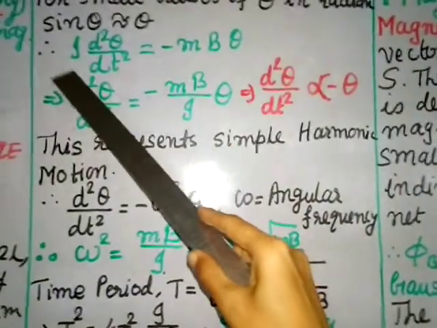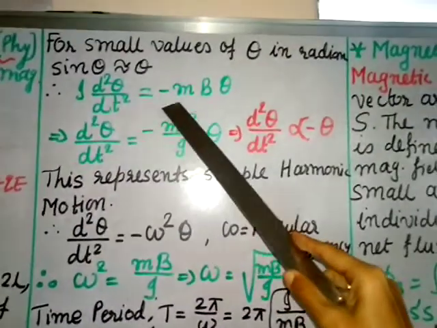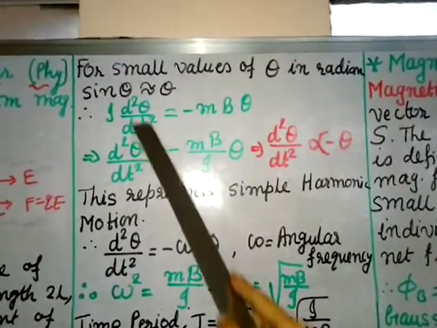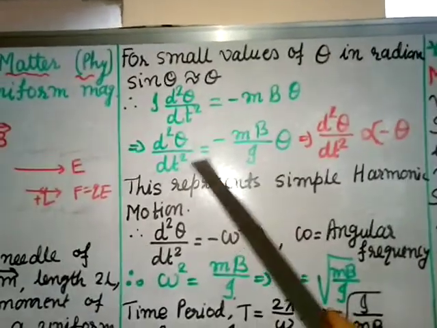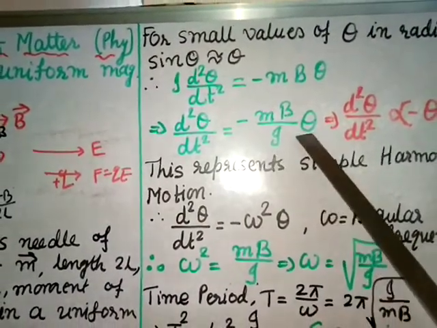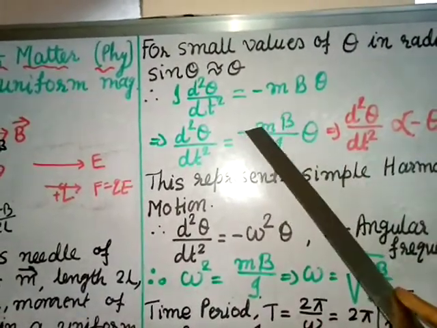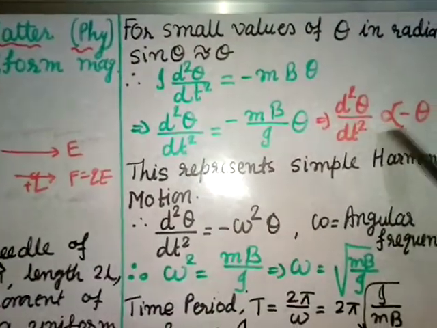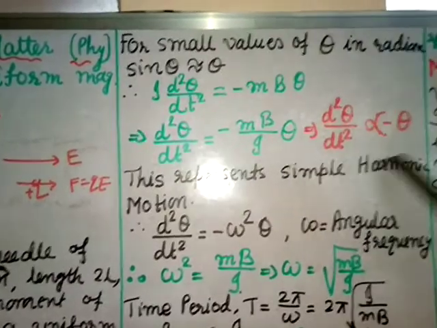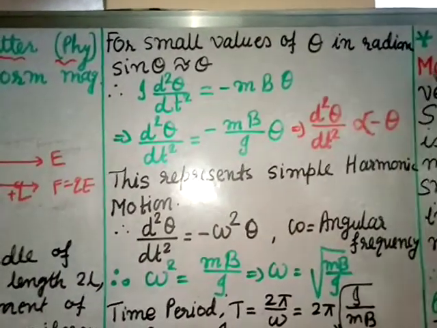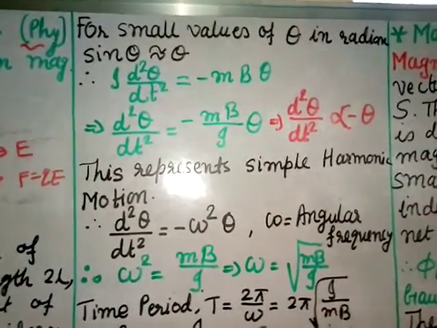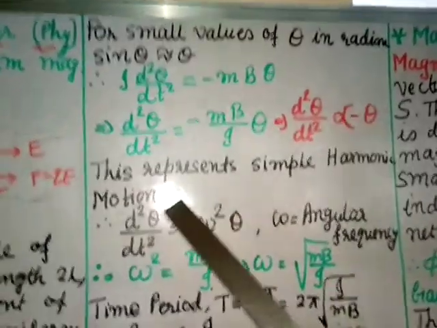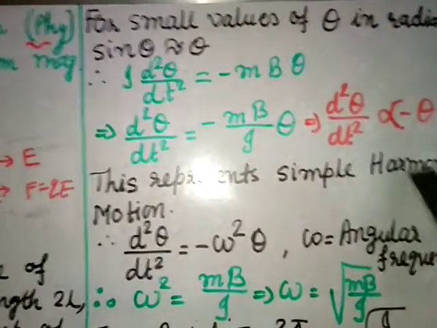So I write I d square theta by dt square is equal to minus mB theta. I will transfer this I here, so what I get is d square theta by dt square is equal to minus mB divided by I times theta. All this mB by I will be constant. So d square theta by dt square is proportional to minus theta. And this reminds us of something we learned in class 11. It is the simple equation of simple harmonic motion. This represents simple harmonic motion.